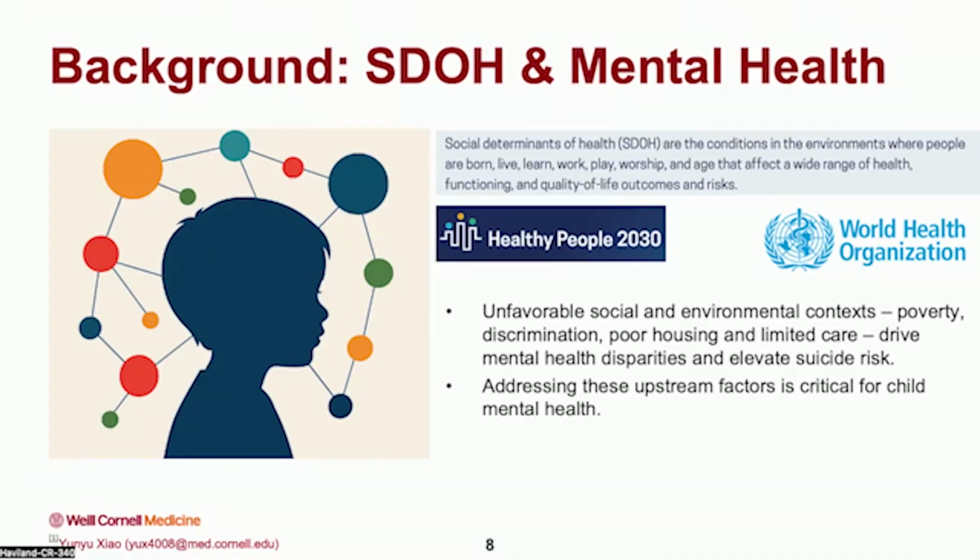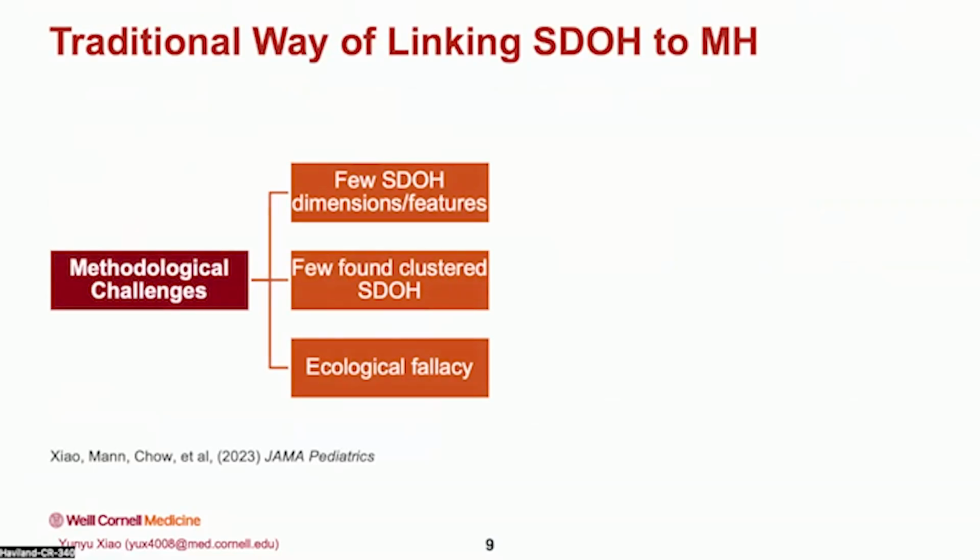So of course, that really highlights the importance of doing this work: addressing these upstream factors is critical to closing these gaps in children's mental health. However, through a lot of literature reviews, we have been seeing that the traditional ways of defining and studying social determinants of health have been quite limited.